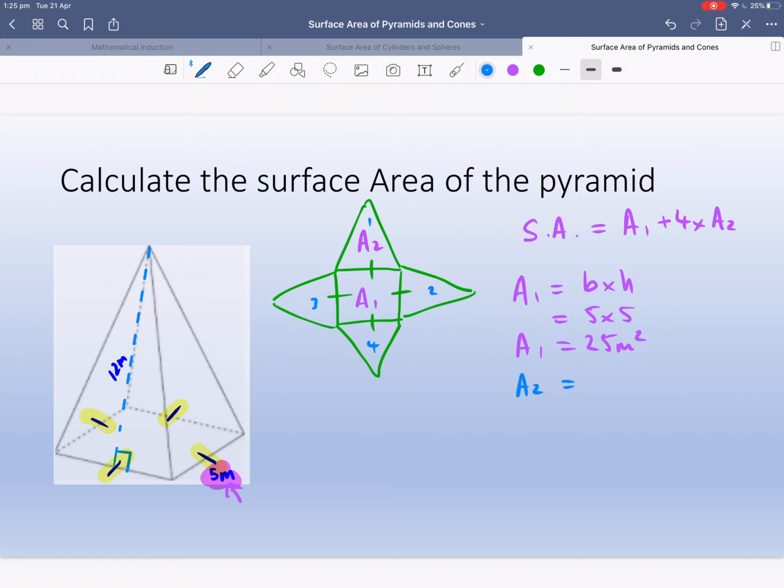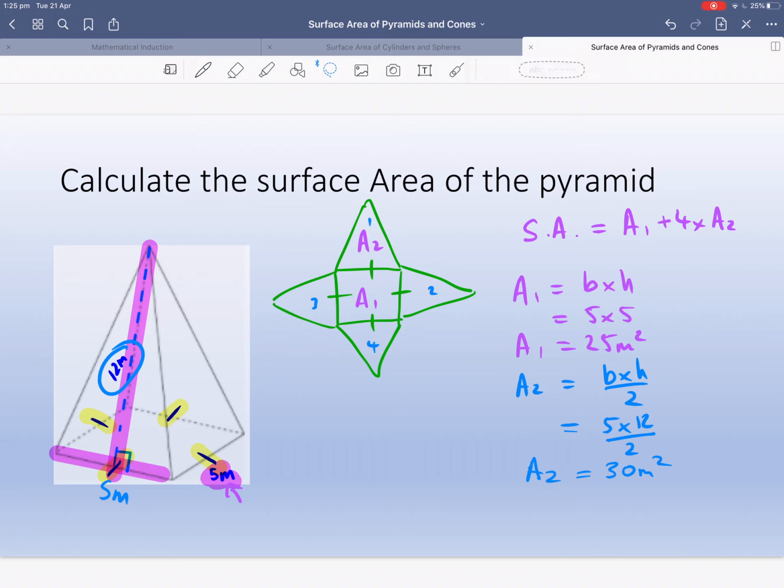Now, let's work on area 2. Right? Now, area 2 is a triangle. Now, a triangle is half a rectangle. So it's base times height, and then we halve it. Okay? So what is our base? Well, our base is this, and this is our height of one of the triangles. Oh, that line means that this is 5 meters as well, and our height is 12. So let's do that. So it's going to be 5 times 12 divided by 2. All right, so 5 times 12 is 60. So half of 60 is 30 meters squared.